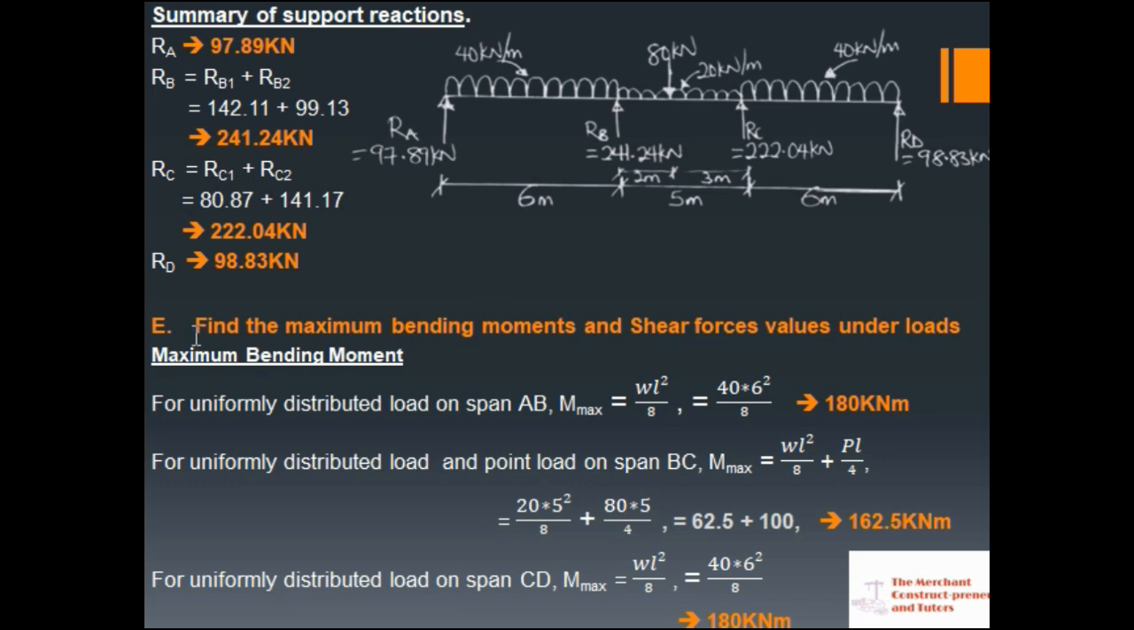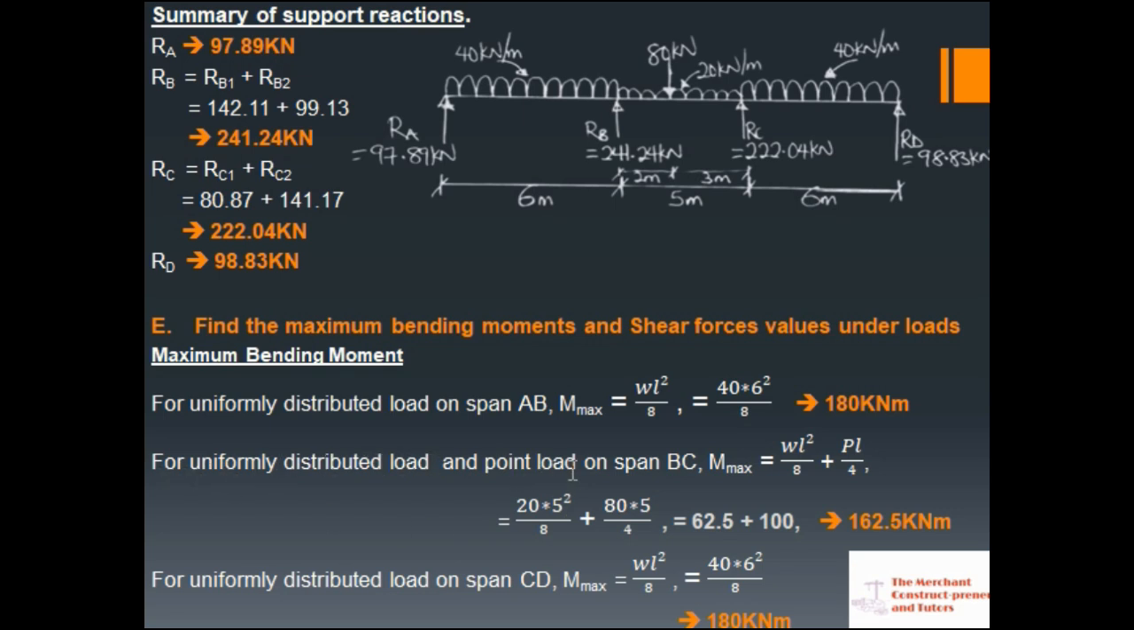So the next step is to find the maximum bending moment and shear force values for this load. Now, for maximum bending moment for this span, we calculated support moments already. Now I want to calculate span moments. For uniform distributed load, the maximum bending moment is expressed as WL squared by 8. So W is the load there. Are you seeing it? So 40 multiplied by 6 squared divided by 8. I have it as 180 kN.